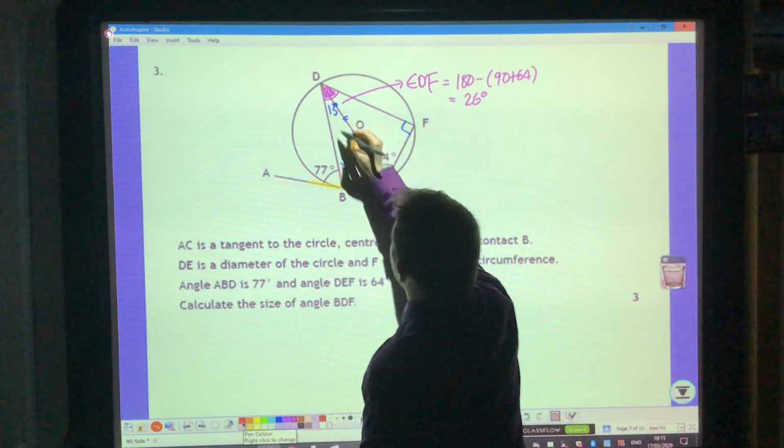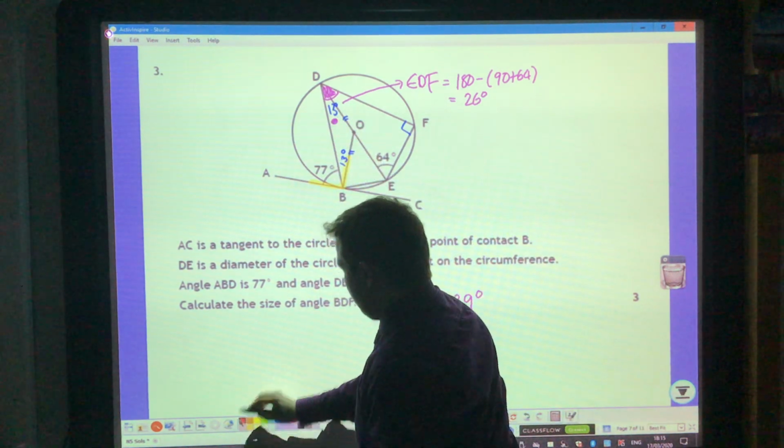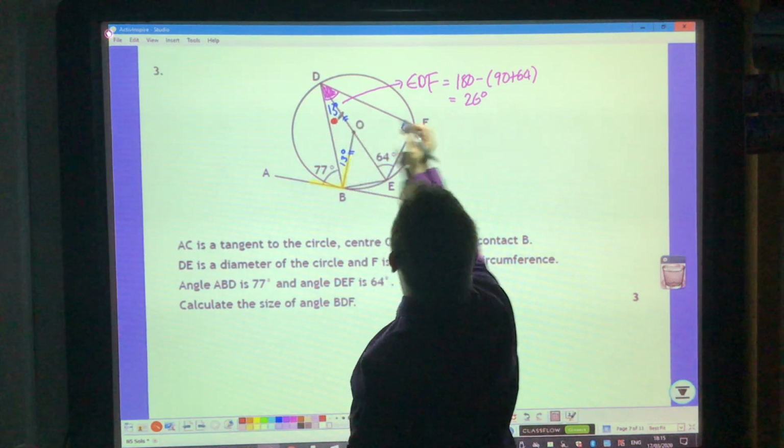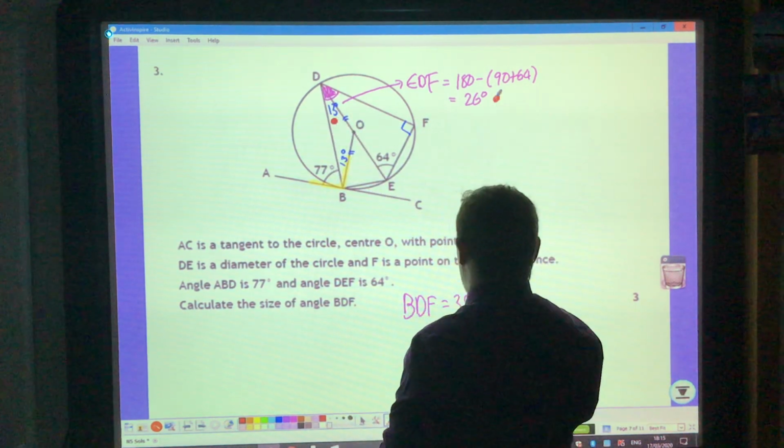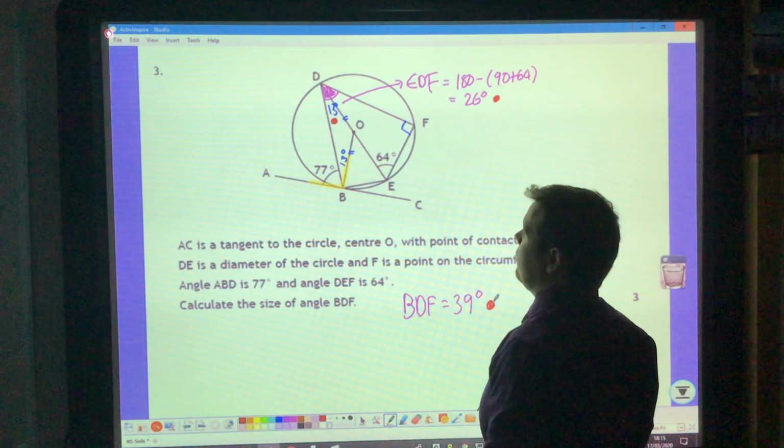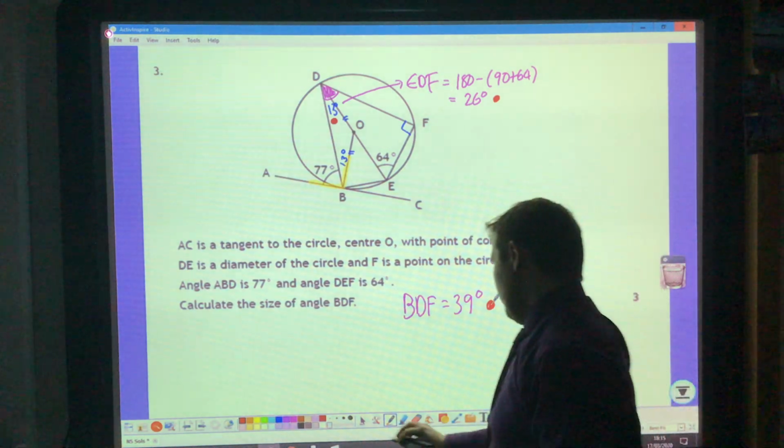Okay, 1 for the 13, oops, change to red, 1 for the 13 degrees, 1 for the 26, and 1 for your final answer written down. Okay, question number 4.